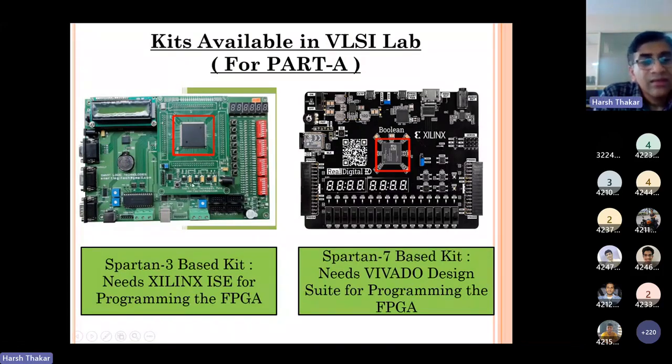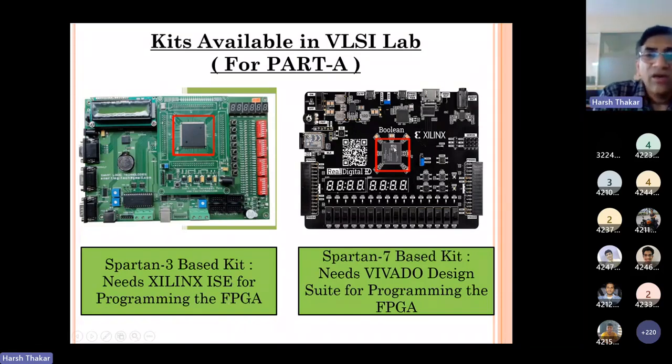This kit is a Spartan 3 based kit. If you see here on the kit, I have made one red colored square. This red colored square indicates a black colored IC, which is the FPGA, the field programmable gate array. It is a high density programmable logic device. So this is the Spartan 3 FPGA, and this particular kit needs Xilinx ISE for programming the FPGA.